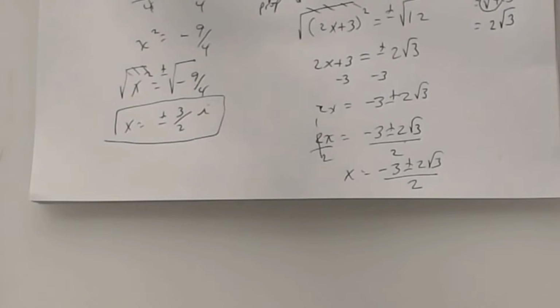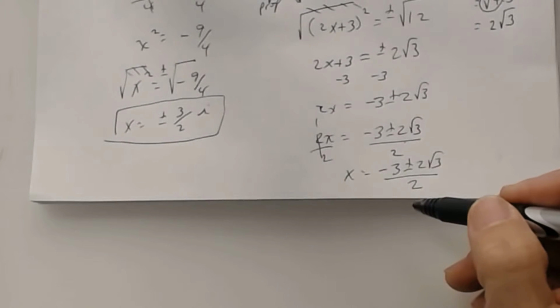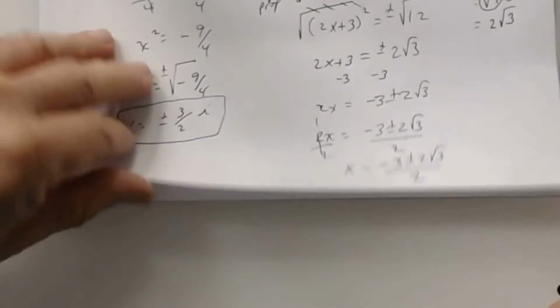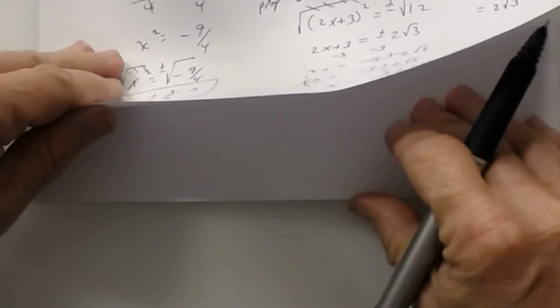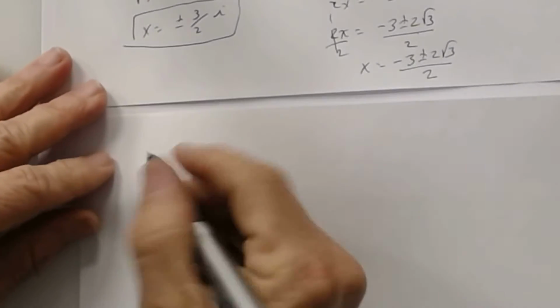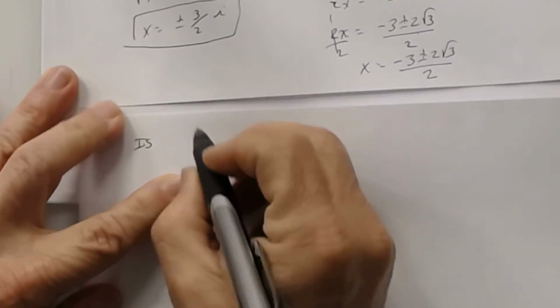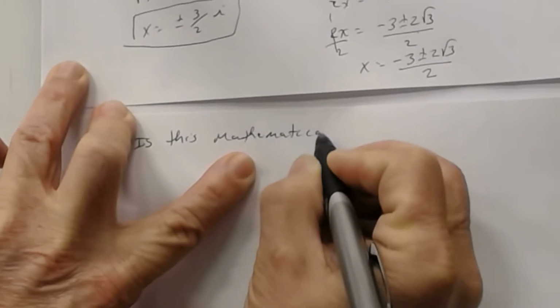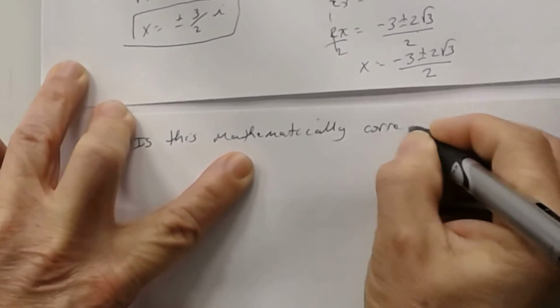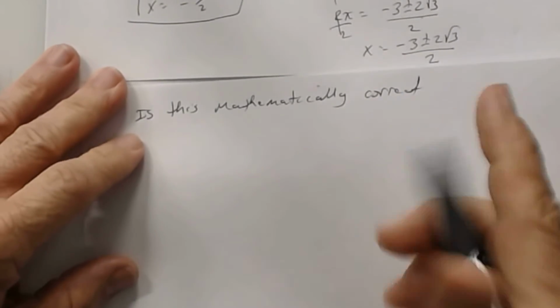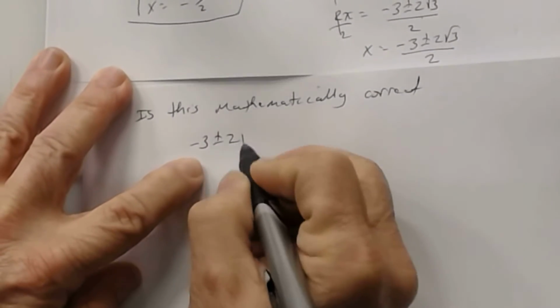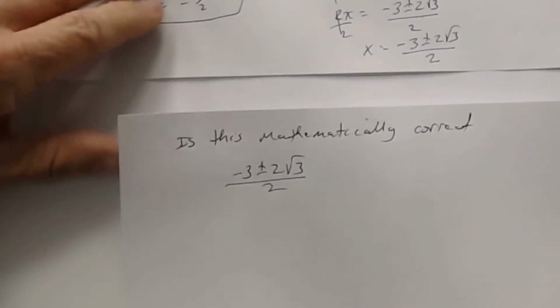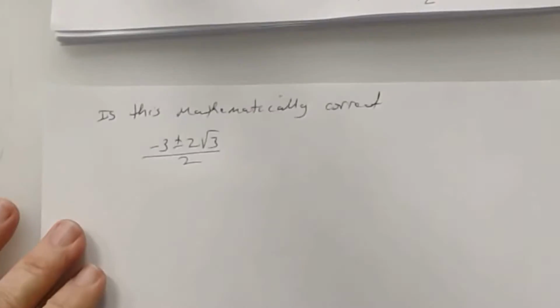Now you can leave your answer like that. No big deal. Now, here's where some of you make a mistake. Some of you see these 2's and you want to reduce these 2's. So I'm going to ask you this: is this correct? Is this mathematically correct? All right. So I'm going to rewrite this over. Negative 3 plus or minus 2 square root of 3 all over 2. So the question is this: what I'm about to do, is it mathematically correct?